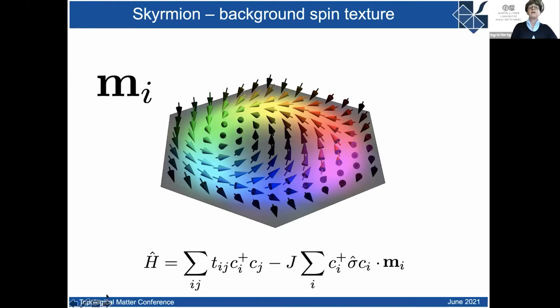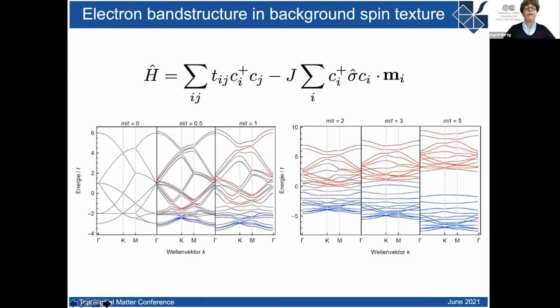The unit cell consists of many atoms, and these atoms in a unit cell form a skyrmion. And these skyrmions form this spin texture. And the electrons, the free electrons moving in the spin texture, are coupled to these magnetic moments by this Hund's rule coupling term. And as a result, we observe a band structure. And we start to tune the band structure by the size of the magnetic moments.